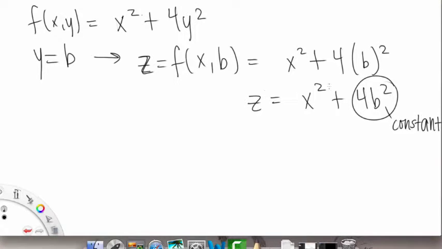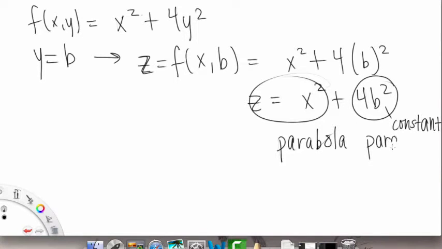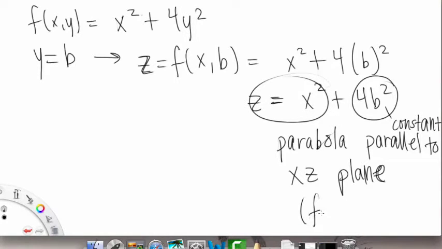Again we see z is equal to something squared. So this again is going to be a parabola, but this time it's parallel to the xz plane, because when x varies, then z will change as a result. Nothing depends on y anymore because we froze our y variable.